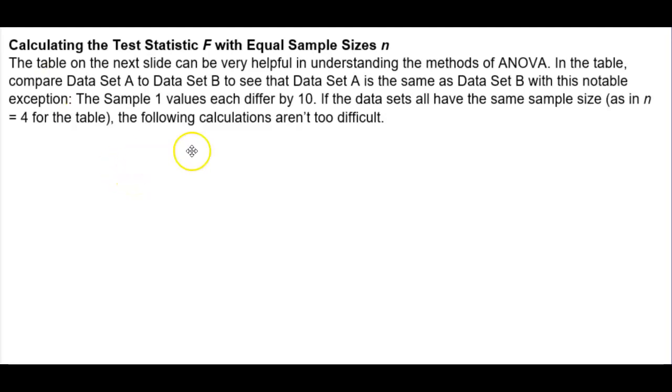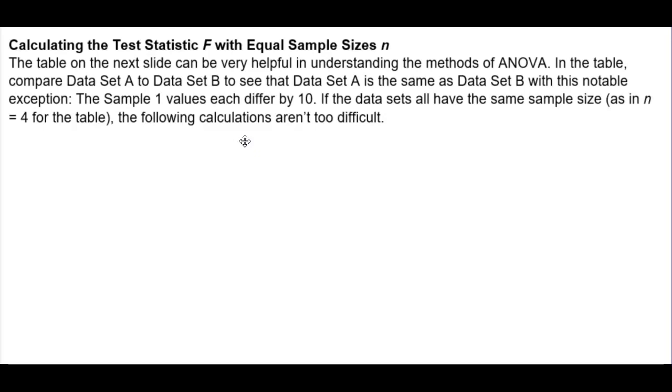Calculating the test statistic F with equal sample sizes n. The next slide below can be very helpful in understanding the methods of ANOVA. In a table, we're going to compare dataset A to dataset B to see that dataset A is the same as dataset B with this notable exception. Sample 1 values each differ by 10.